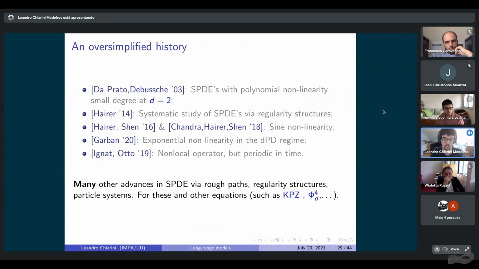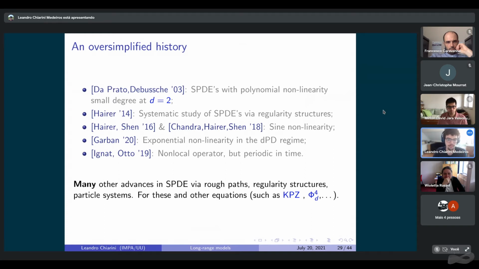Right. I would just like to really point out that there were a lot of other results in SPDEs, even from many members of this committee, that came from rough paths, from regularity structures, from approaching by particle systems, maybe energy solutions and things like that. And also for other equations that I didn't even talk about here, such as the KPZ equation, the Phi^4_d kind of equations. So this is really an oversimplified history.